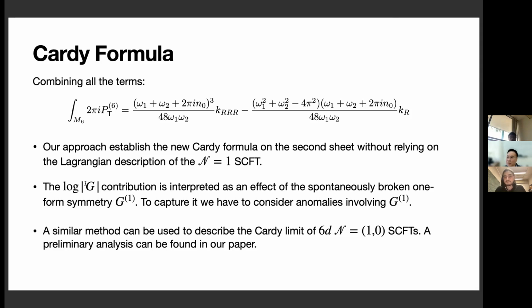Okay. And for the 6D case, is it trivial in this case to consider a Riemann surface compactification to 4D and somehow match the two descriptions?